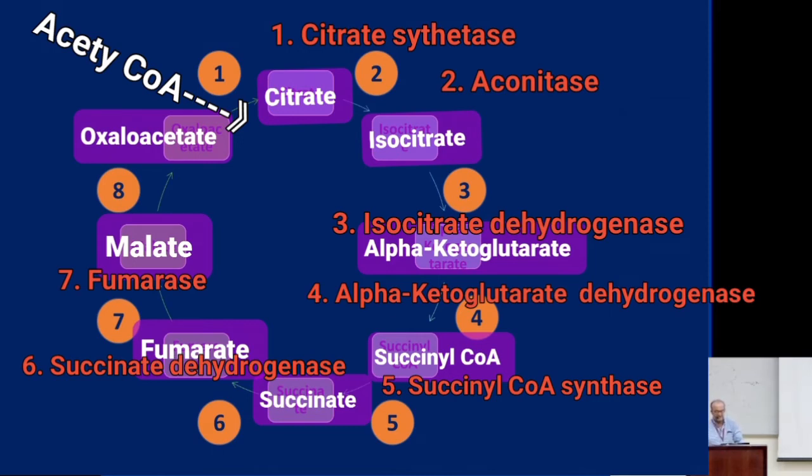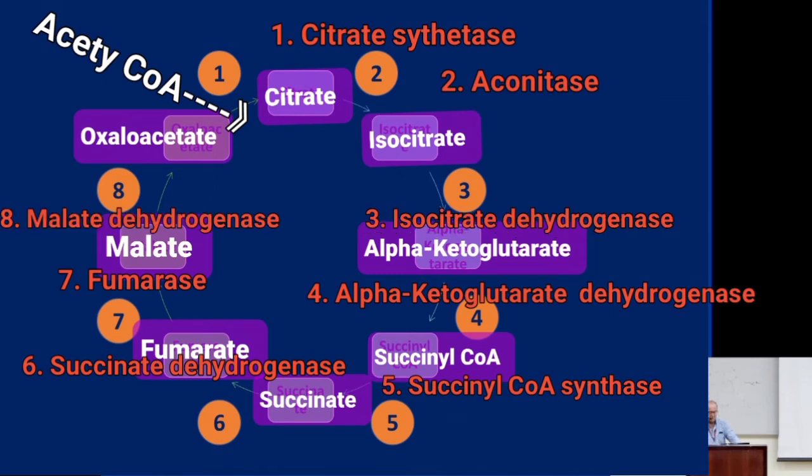And then fumarate is hydrated by fumarase to form malate, and finally malate, not shown here, I don't think I have a slide on that. Malate is oxidized to oxaloacetate producing NADH, and importantly regenerating the oxaloacetate we started out with, and that allows the cycle to continue.